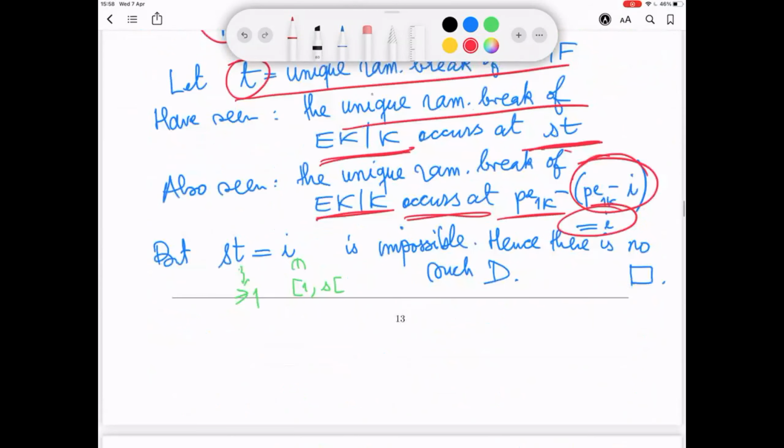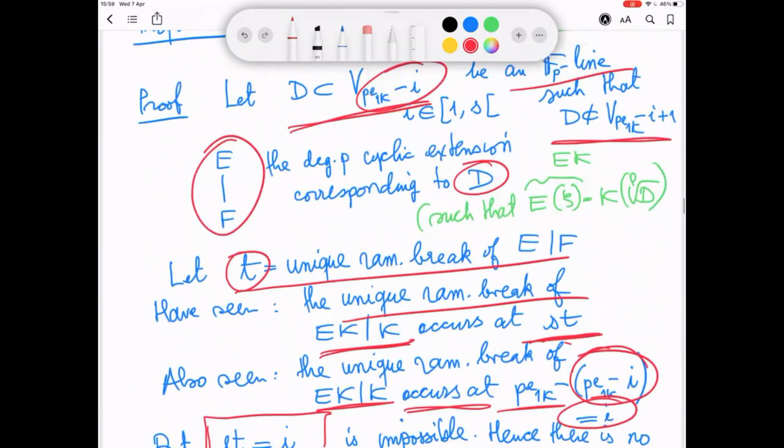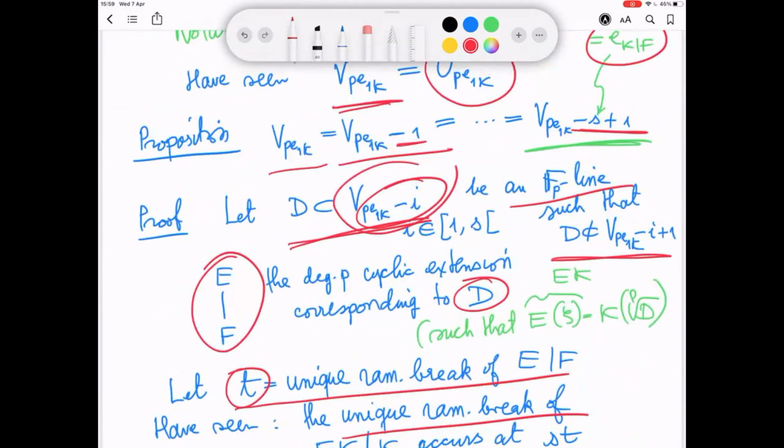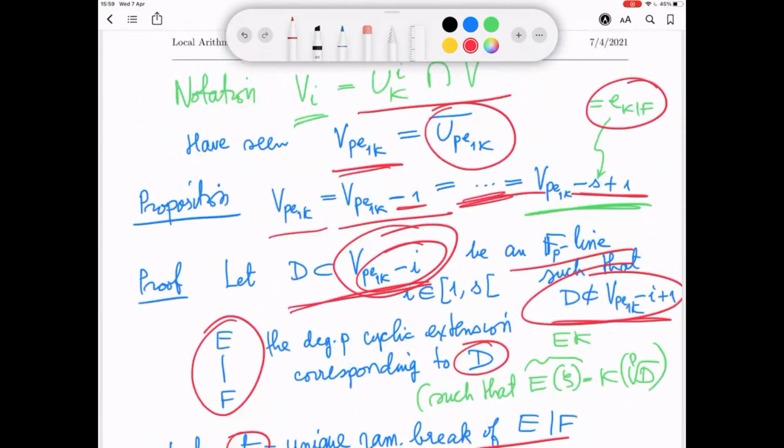But ST cannot be equal to I because I is between 1 and S. This is S or 2S or so on. And here is an integer which is less than S minus 1. So the only way out is to conclude that there is no such line. There's no such line which is in this space, but not in the previous one, which means that you have equalities all over here.